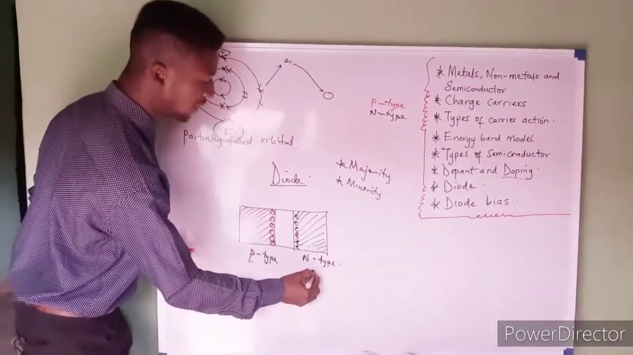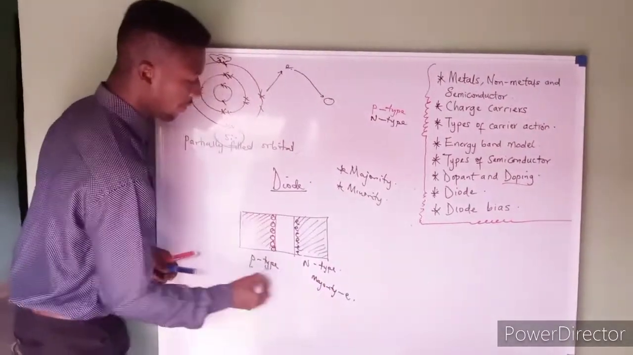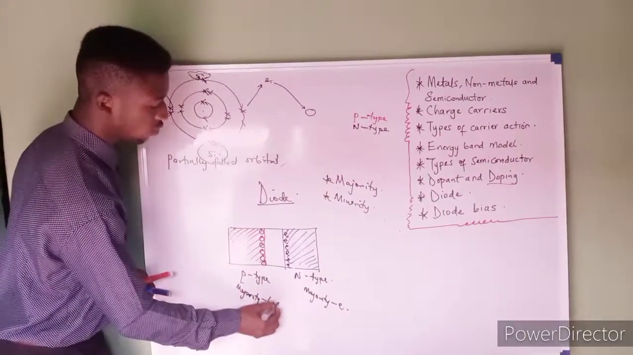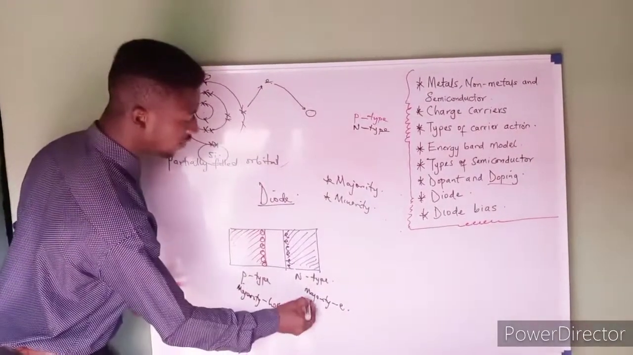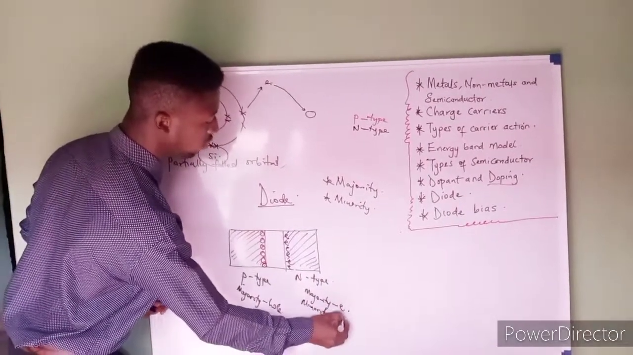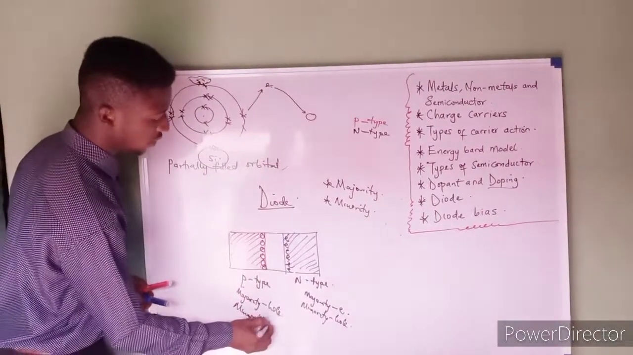So the majority here would be holes, definitely. The minority here would be electrons. And here the majority would be electrons and the minority would be holes.